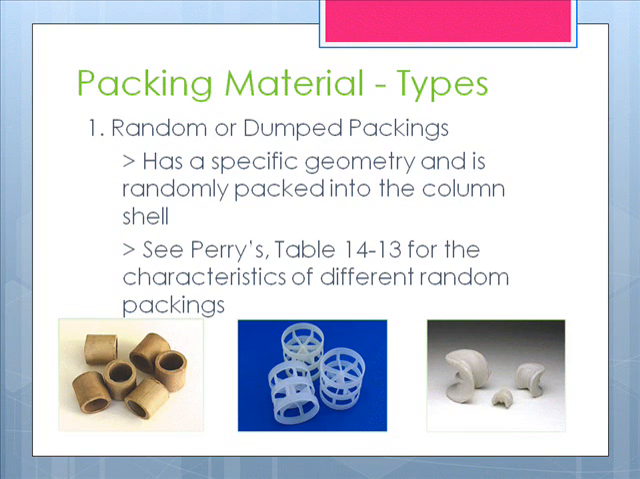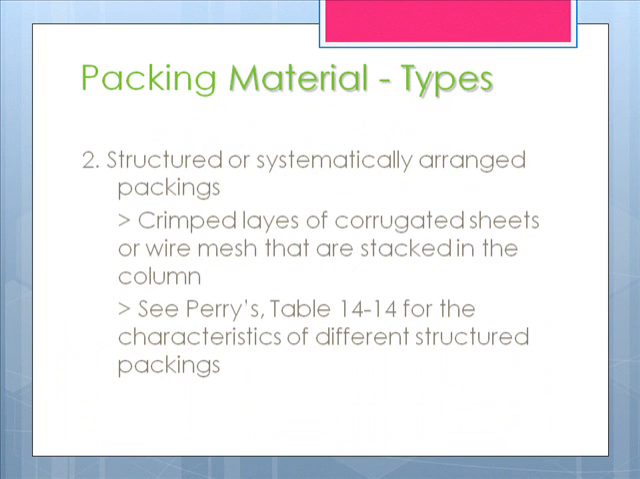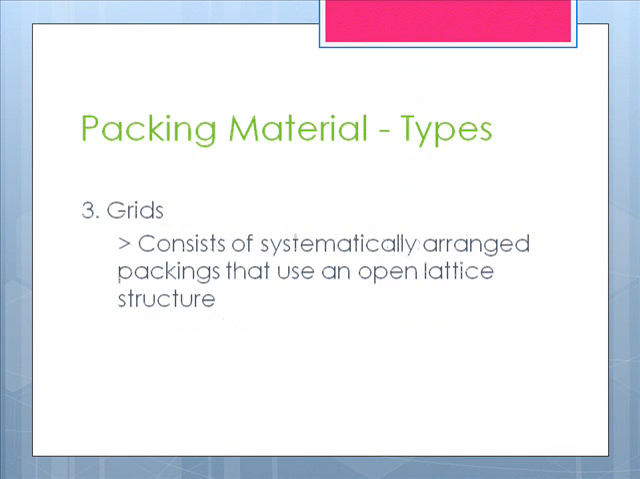The second type of packing material is the structured or systematically arranged packings. These consist of crimped layers of corrugated sheets or wire mesh that are stacked in the column. Table 14-14 of Perry's Chemical Engineer's Handbook, 7th edition, provides the characteristics of different structured packings. Lastly, grids are also systematically arranged packings that use an open lattice structure.